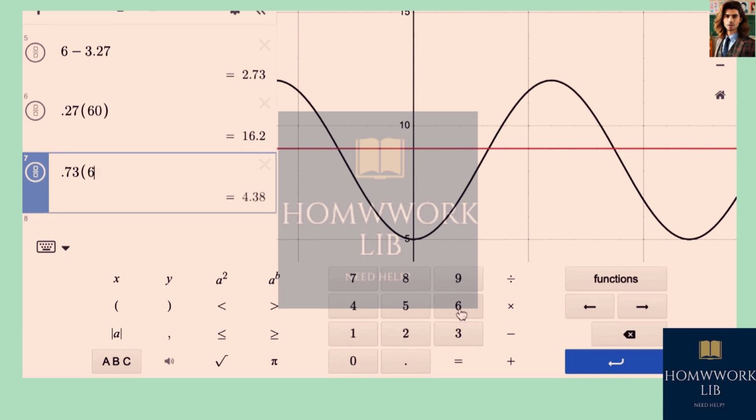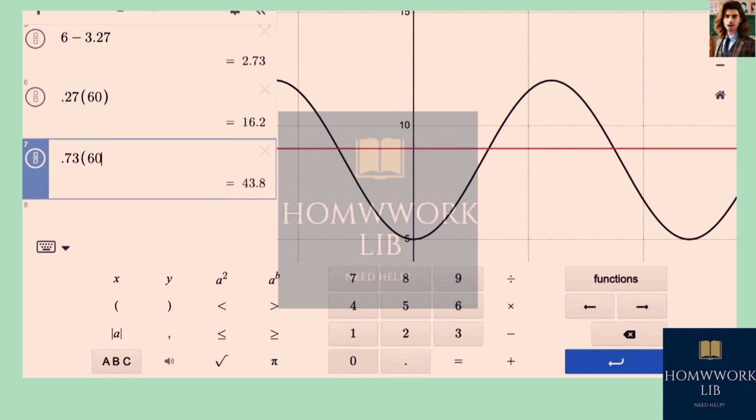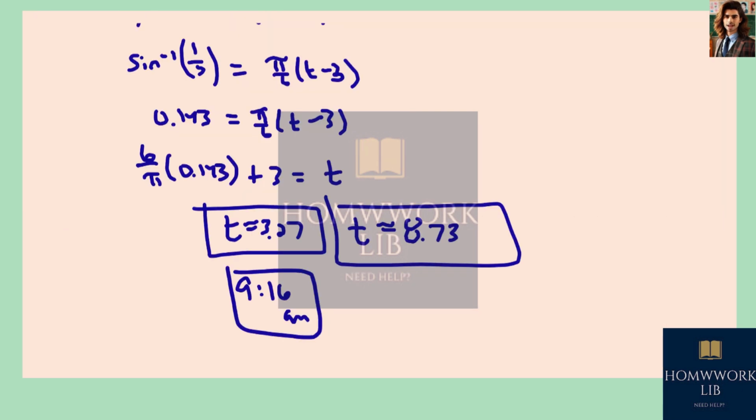0.73 of 60 minutes is about 44, and 8 hours since 6 is 14, which would be 2:44 p.m. roughly.